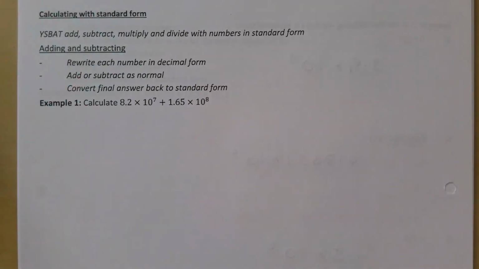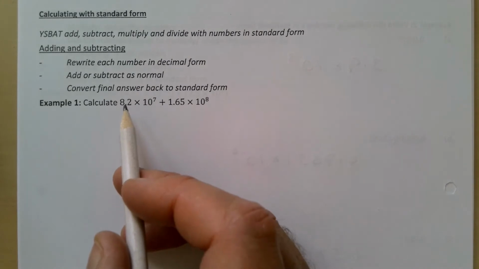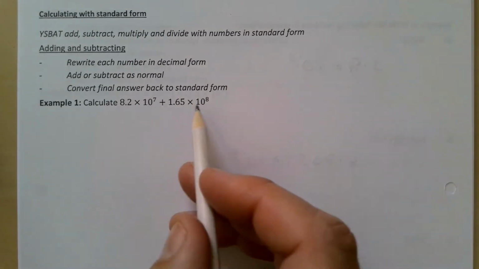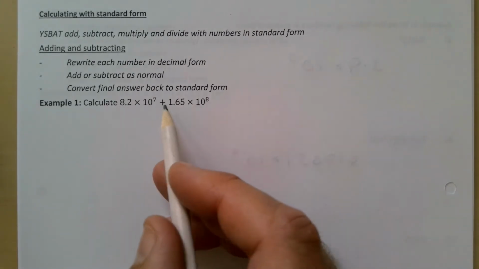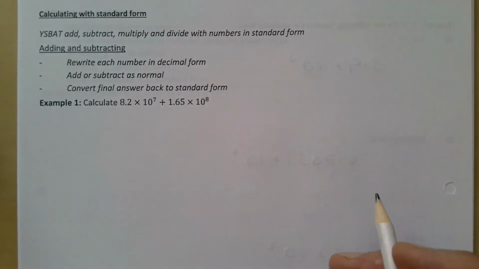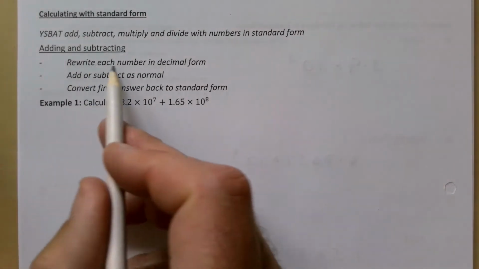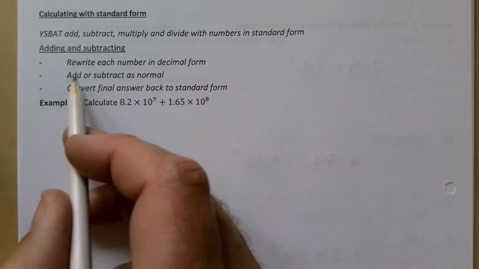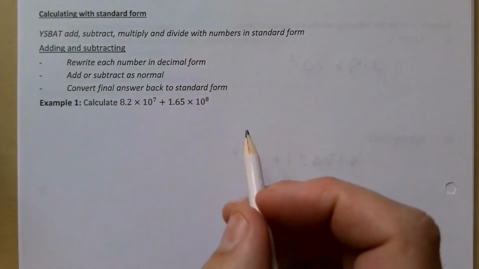There's our second GCSE video then on standard form, and it's then adding, subtracting, multiplying, dividing numbers that are in standard form. For adding, subtracting, there's no real great trick to it. You just need to change them into regular numbers, add them, and then change them back into standard form numbers. That's pretty much this. Rewrite each number in decimal form, so just as a normal number, add or subtract as normal, and convert the answer back.